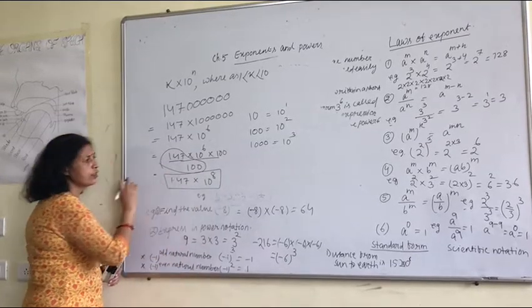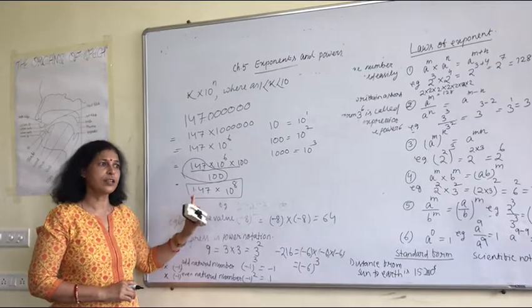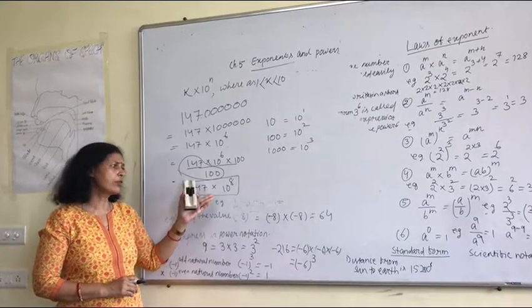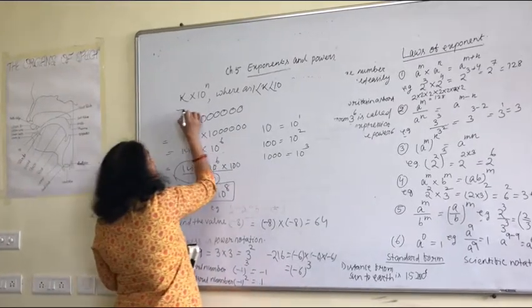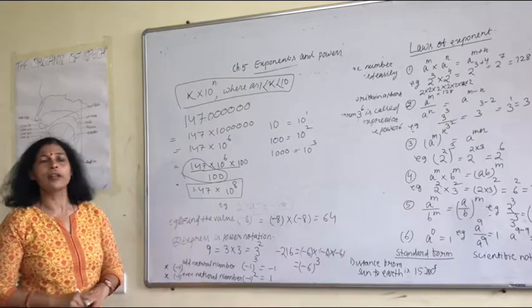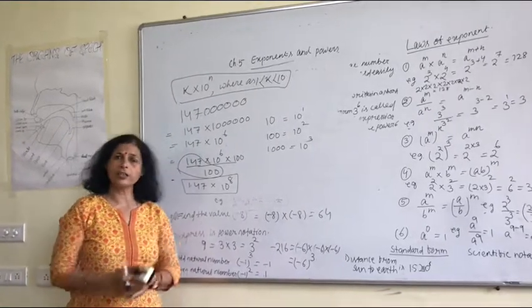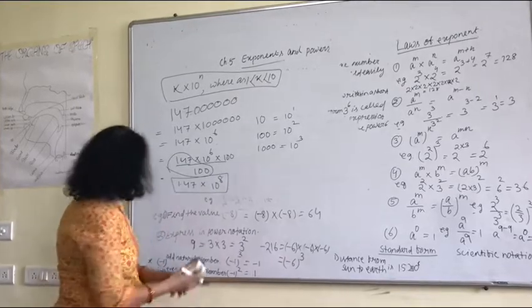This is how you can write the number in the scientific way, scientific notation. In other words, scientific notation is written in the form of k into 10 to the power n. If a number is written in the scientific notation, you can write it in the standard form. How can you write it?